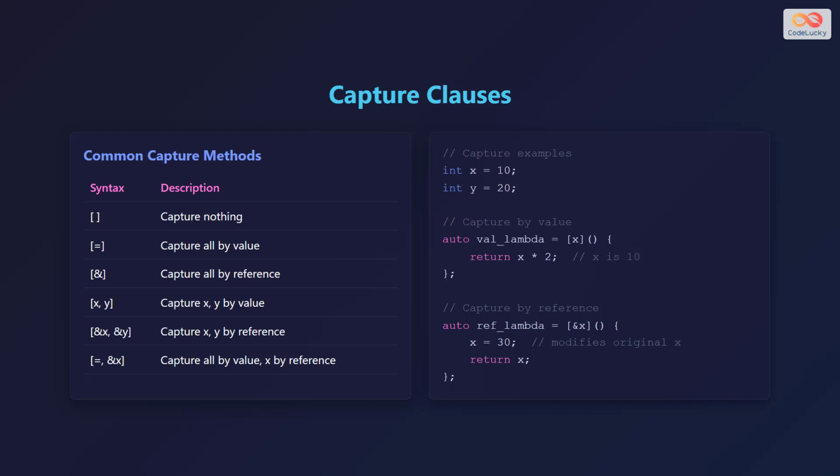Let's look at the example code. We initialize an integer x to 10 and an integer y to 20. In the capture by value example, the lambda function captures x by value. Inside the lambda it returns x times 2, which is 10 times 2. For the capture by reference example, the lambda captures x by reference. Inside the lambda, it modifies the original x to 30, and then returns the modified value.